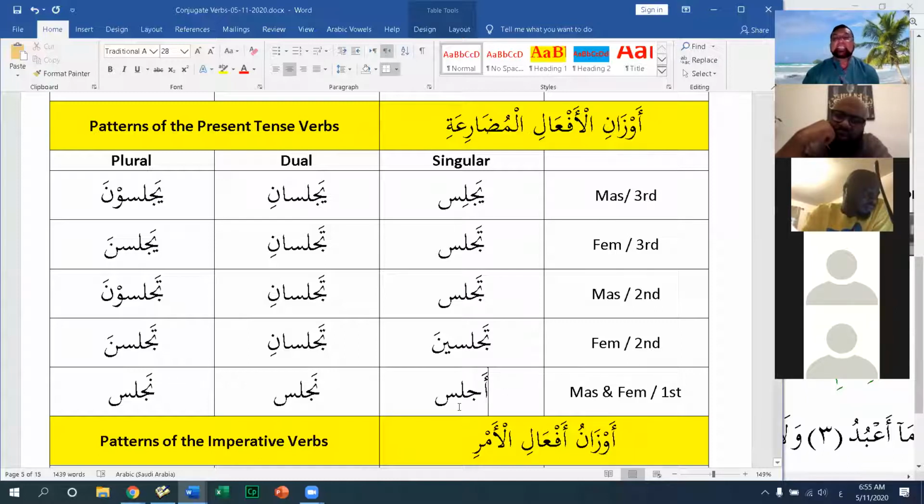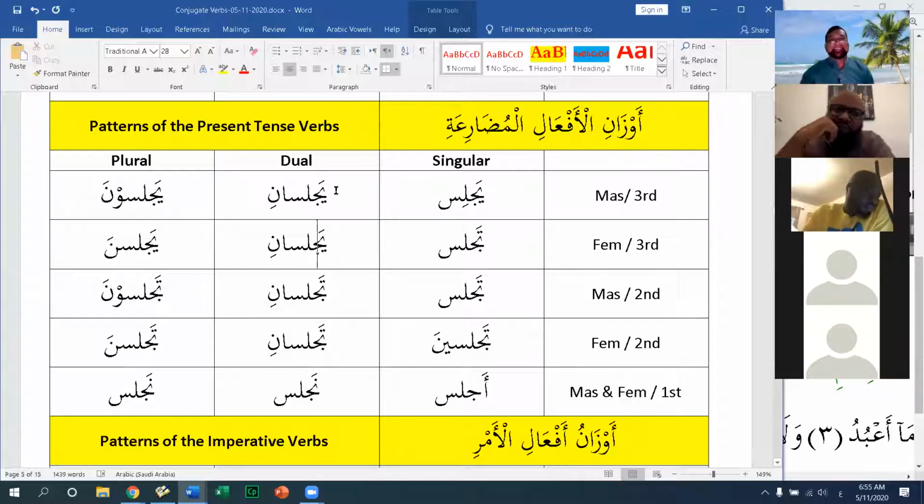And then ana ajlisu. It would always be kasra on the lam here. That's fine. And then huma yajlisani. Huma tajlisani. I copied this. I was lazy and I copied it.